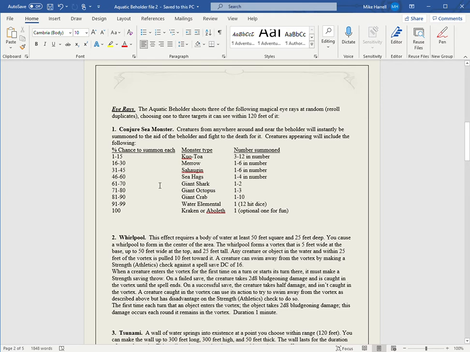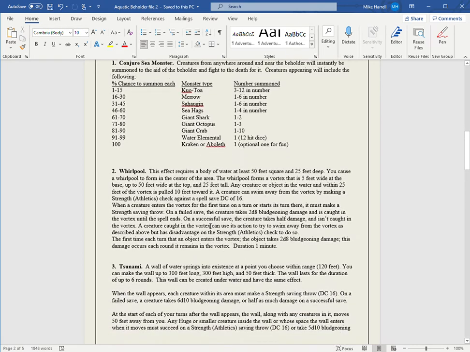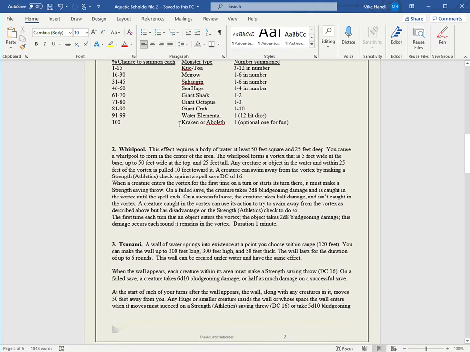So with this Conjure Sea Monster, here's your percent chance. Here's the monster type and the number of each. So notice they might summon up some Kuo-toa, some merrow, sahuagin, sea hags, giant shark, giant octopus, giant crab, water elemental. And notice down here at the bottom, there's a 1 in 100 chance they might summon up a kraken or an aboleth. And again, notice I put that at the bottom. That one's optional for fun. Keep it as the DM if you want. Otherwise, just count the 100 as going with the water elemental, whatever you think is best. So they might summon in some help.